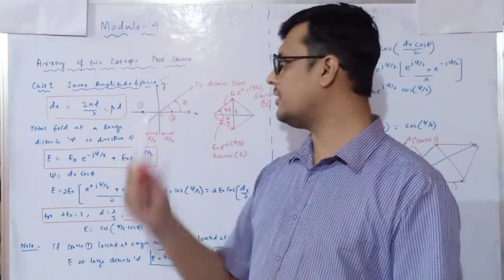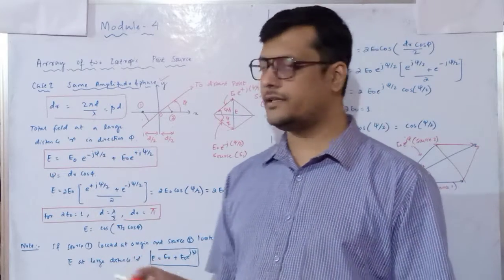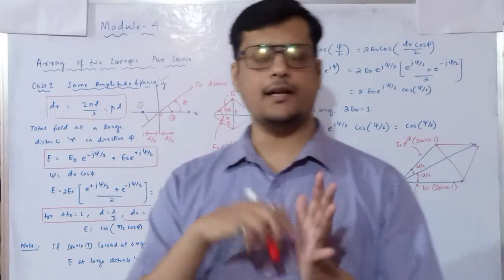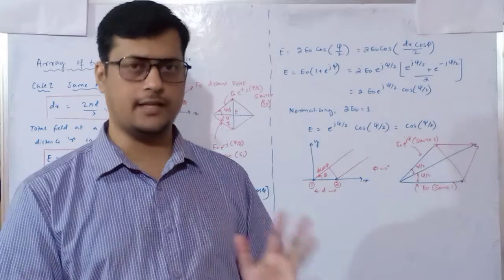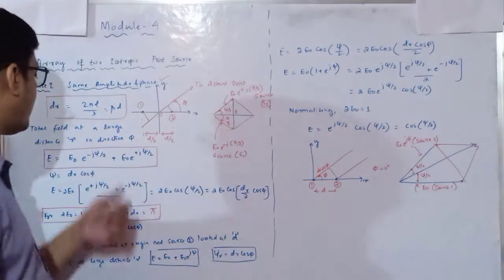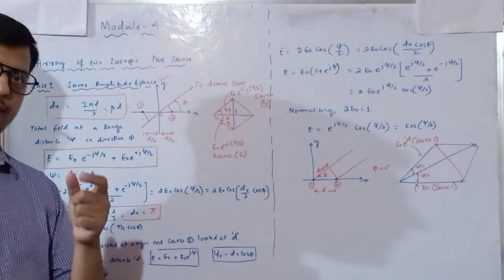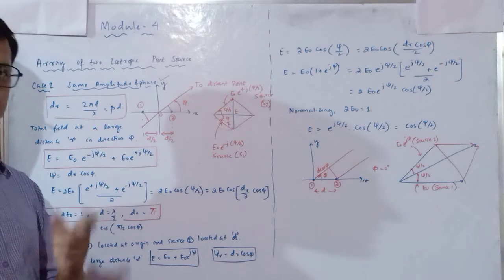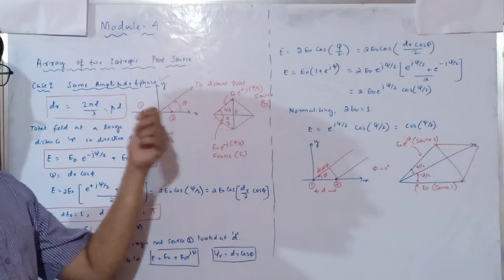So this is the total field at a large distance r in the direction of phi, because when we are identifying the point source, it is identified in terms of phi. Either you can consider E theta terms or phi terms; here we have considered phi terms. So E is equal to, first, due to the point source 1, E naught e to the power minus j psi by 2, and E naught e to the power plus j psi by 2.